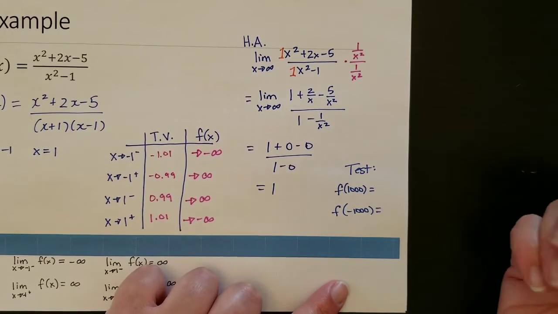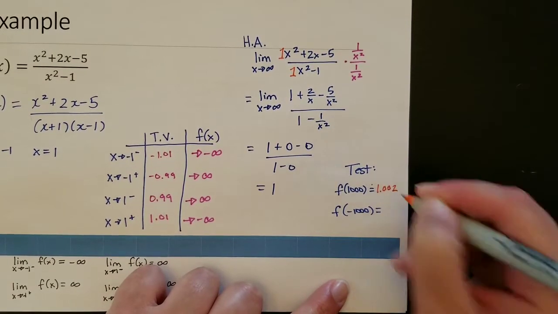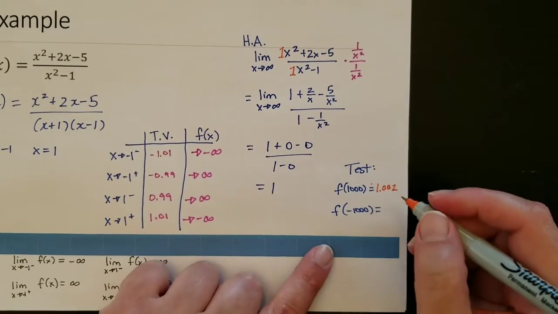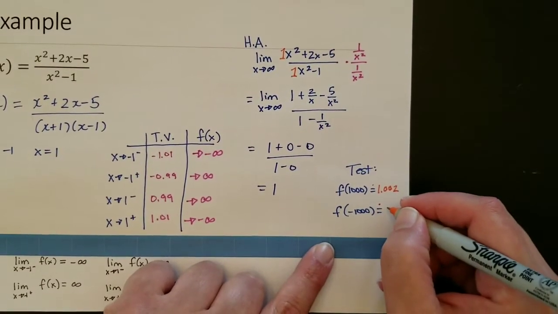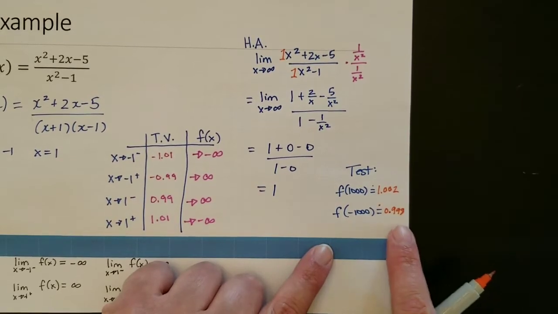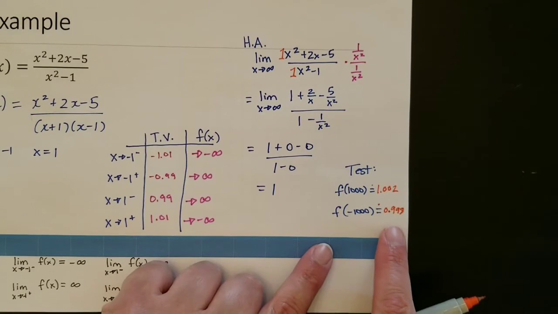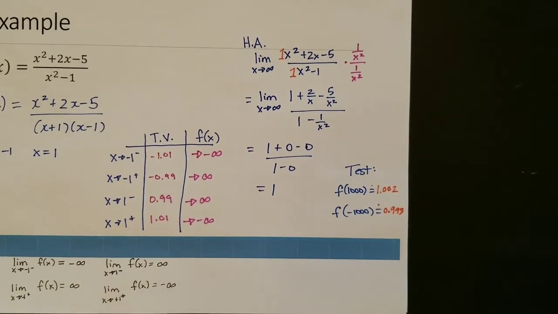So if I'm doing +1,000, I end up with about 1.002. And if I'm doing -1,000, I end up at about 0.998. So this tells me as I go to positive infinity, I'll be above the horizontal asymptote. And as I go to negative infinity, I'll be below the horizontal asymptote.